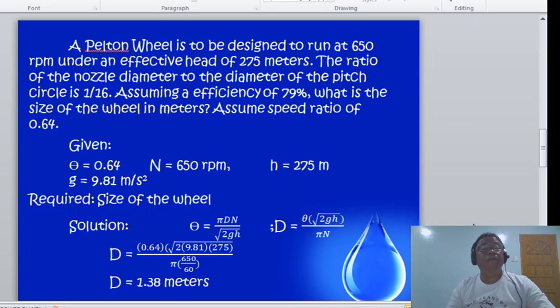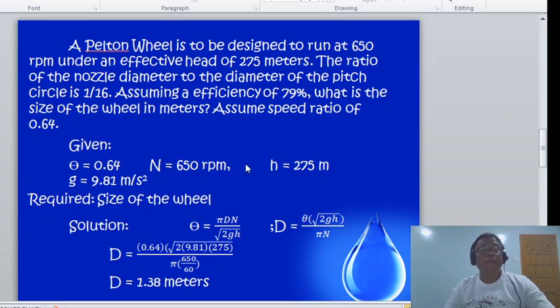Another example: a Pelton wheel is to be designed to run at 650 rpm under an effective head of 275 meters. The ratio of the nozzle diameter to the diameter of the pitch circle is 1/16. Assuming an efficiency of 79%, what is the size of the wheel in meters? Assume a speed ratio of 0.64. This is the peripheral coefficient, 0.64. The speed is 650, total head 275, gravitational acceleration 9.81 meters per second squared.